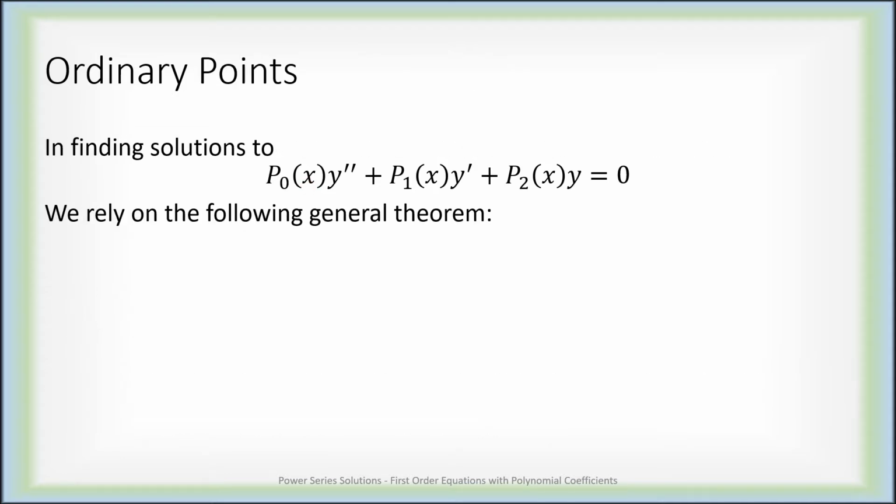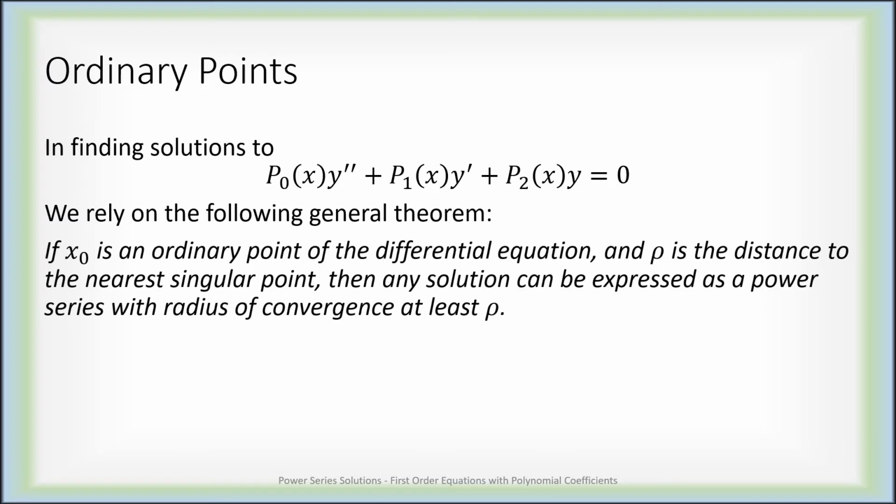Now, in finding solutions to this linear second-order homogeneous differential equation with polynomial coefficients, we're going to rely on a very general theorem. Suppose x0 is an ordinary point of the differential equation. In other words, it is not a root of p0 of x, and rho is the distance from x0 to the nearest singular point. Then any solution y can be expressed as a power series, and this power series will have radius of convergence at least rho.